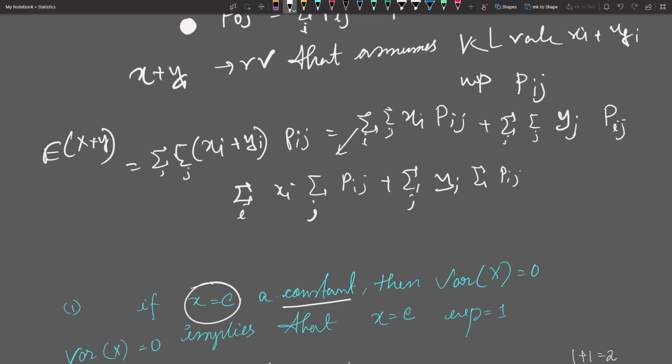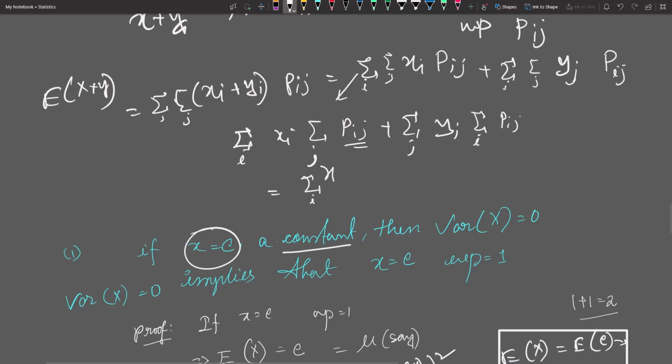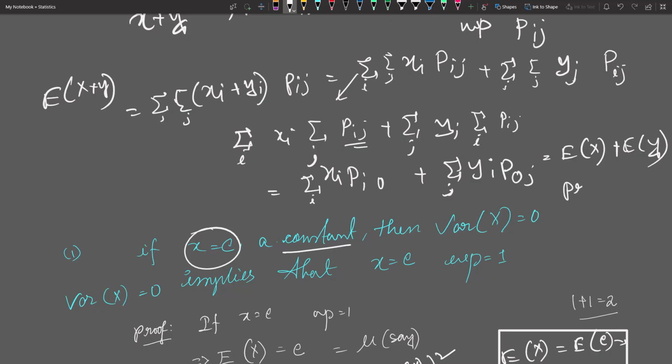This is j and this will be i. This is basic mathematics of summation. You must know that obviously. And this was written previously here. So let me put the value. And the last one is the summation over j of yj p0j. This will be j, and this is nothing but expectation of x plus expectation of y. So this is also proved.